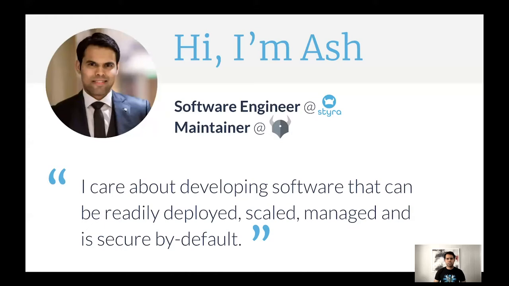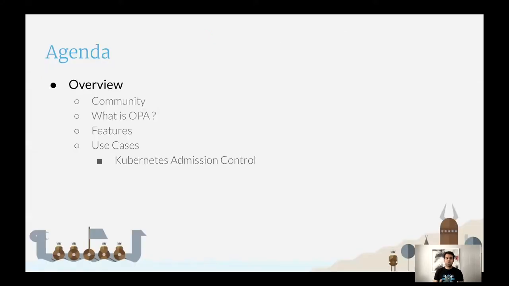My name is Ash Narkar. I am a software engineer at Styra, and I'm one of the maintainers of the Open Policy Agent. I care about developing software that can be easily deployed, scaled, managed, and is secure by default. In today's talk, we'll learn a little bit more about the Open Policy Agent, look at its features, and then we'll dive into a use case around Kubernetes admission control. So let's get started.